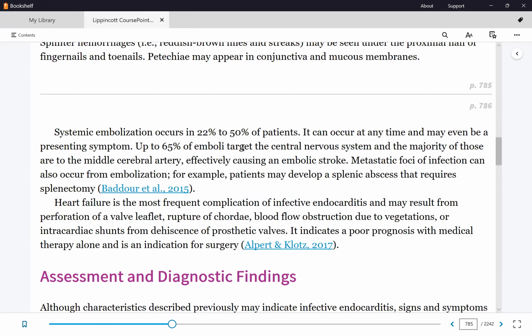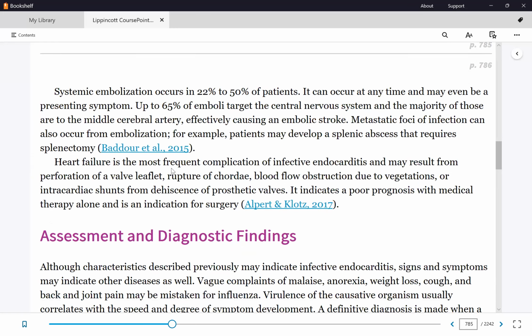It's not very common, but the emboli can cause a stroke, although not likely. It's not very common for endocarditis to cause a stroke, but it's possible if the vegetative emboli are big enough to obstruct a cerebral artery. Heart failure is a complication. We already finished heart failure in module 1, so I won't repeat that.